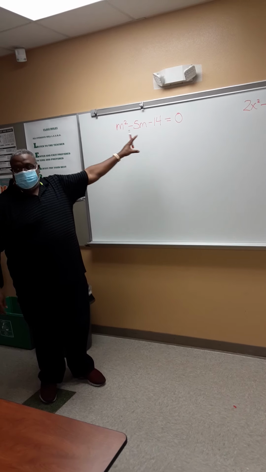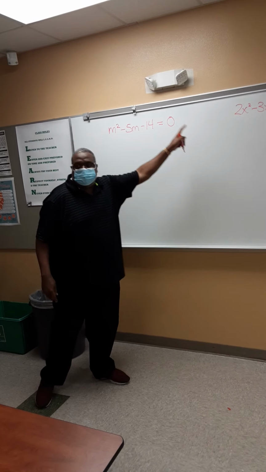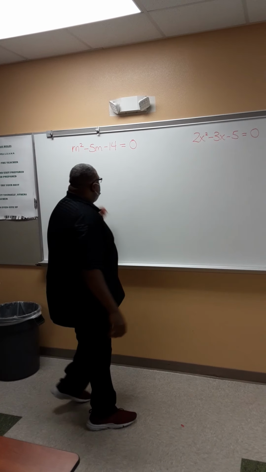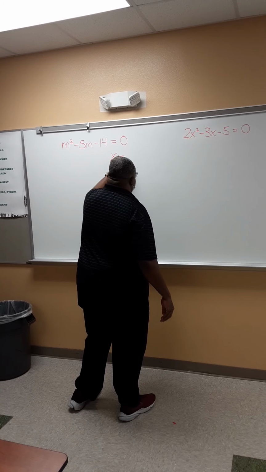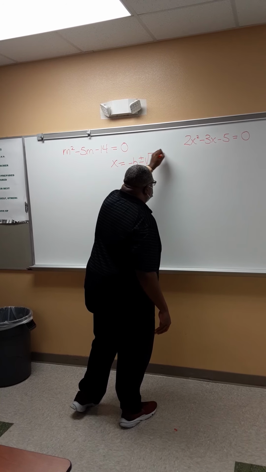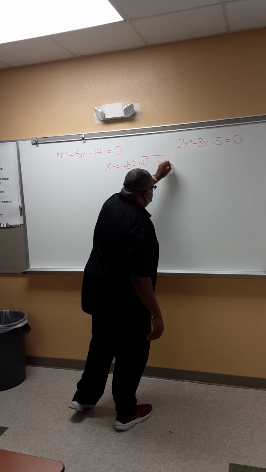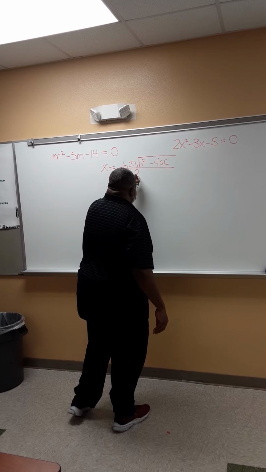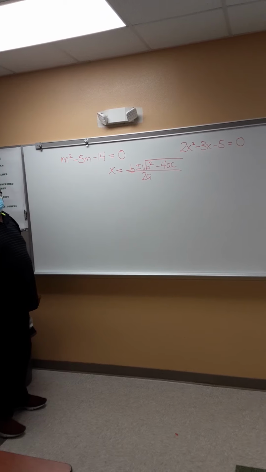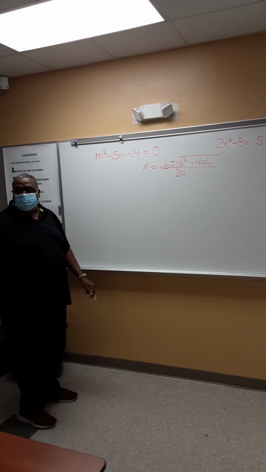Good afternoon, ladies and gentlemen. I'm going to show you how to use the quadratic formula to find solutions to these two equations here. Now remember the quadratic formula, we discussed that in class. It's x equals negative b plus minus the square root of b squared minus 4ac all over 2a. Okay? So I need to get the letters a, b, and c to plug into the formula.